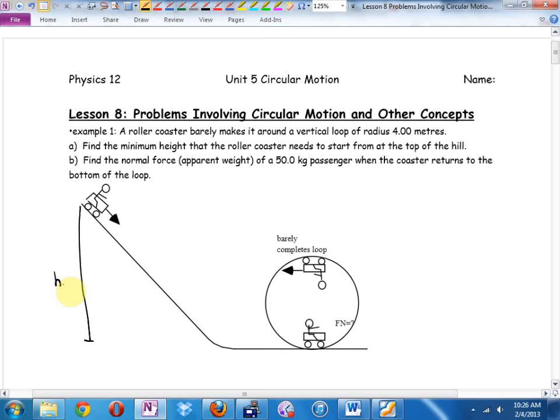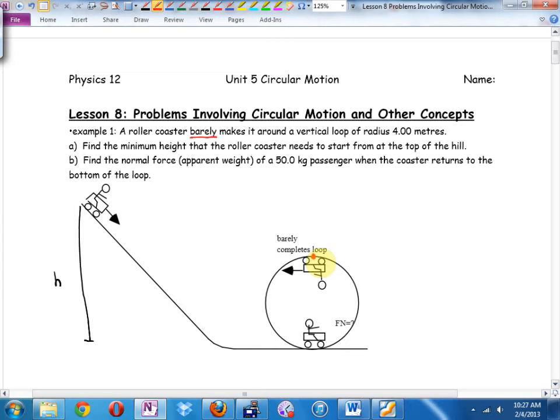And the key word, the word I want you all to underline is this: barely. It barely makes it around the loop. And the trick to analyzing this is not to start at the top of the hill. The trick to analyzing this question is to start right there at the top of the loop.